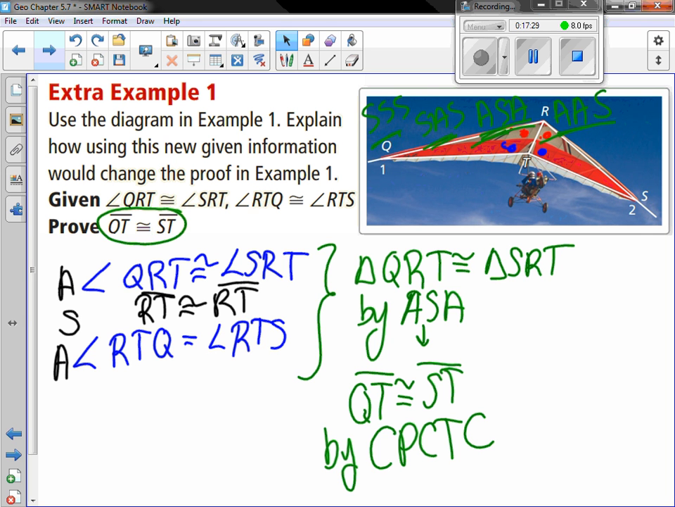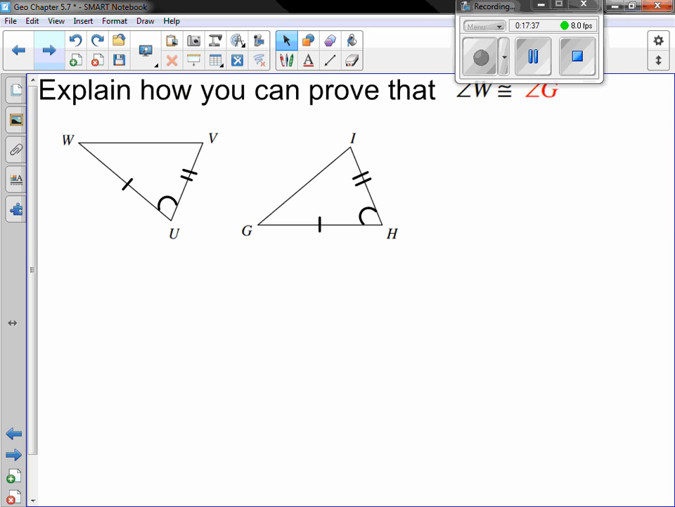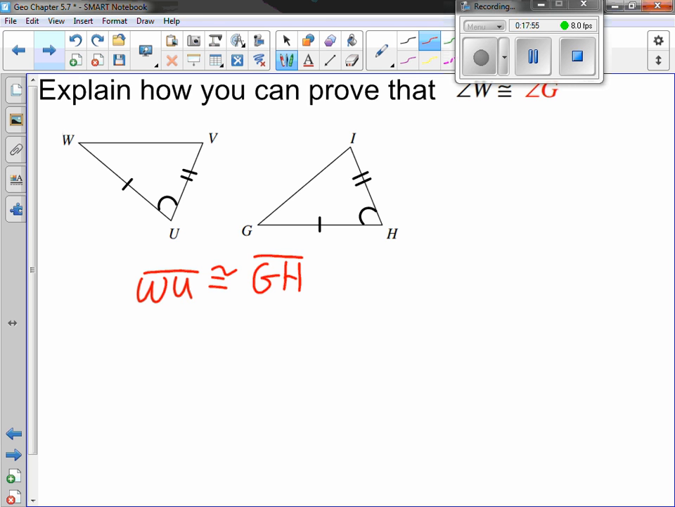Any questions on this here, anything we've done so far? Explain how you can prove that angle W is congruent to angle G. GH, because it's told to us that this is a side. These sides are congruent.